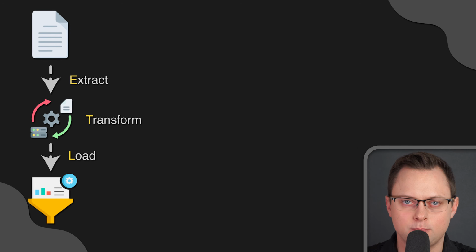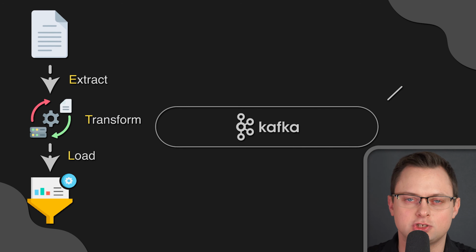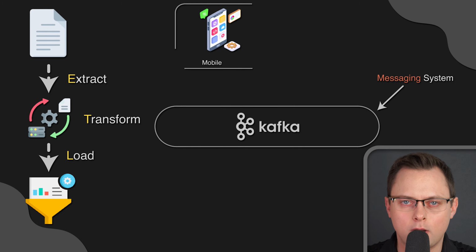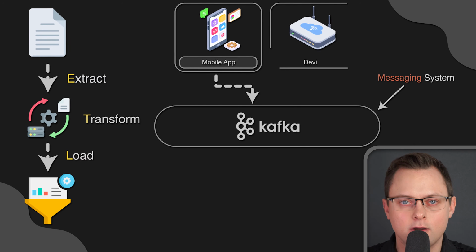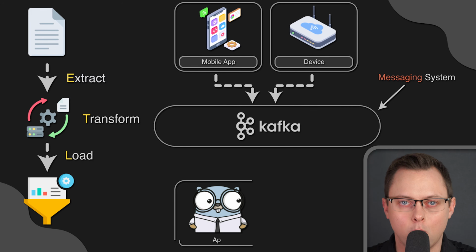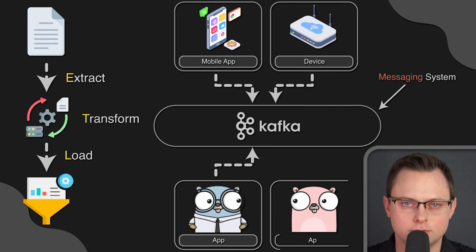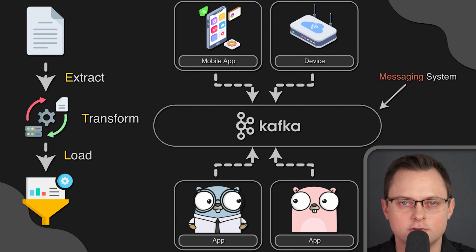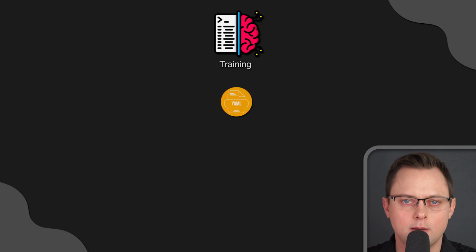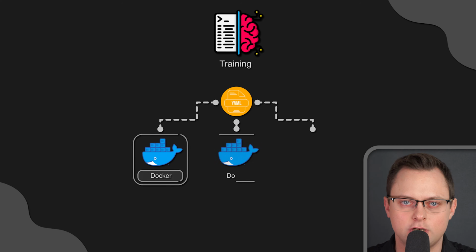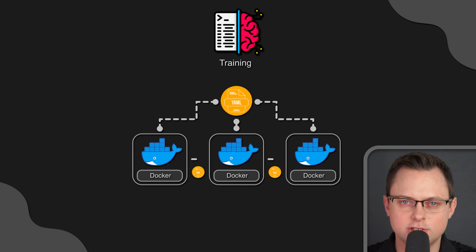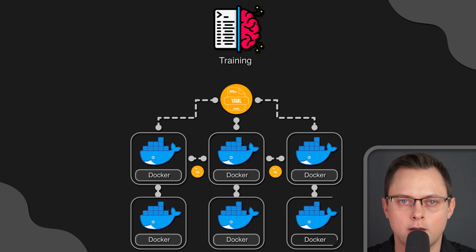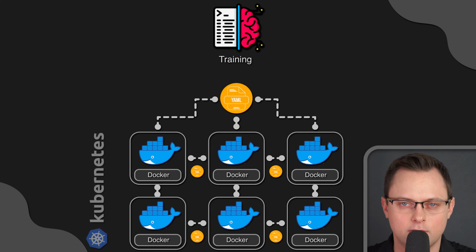Many companies use messaging systems such as Apache Kafka to decouple different parts of their system. So one application or a device can write data to Kafka, while another subscribes to that topic, reads the data, and performs some kind of transformations. It could also be a machine learning model that you train in Kubernetes using distributed functionality, or by simply deploying that model in Kubernetes as a REST API.